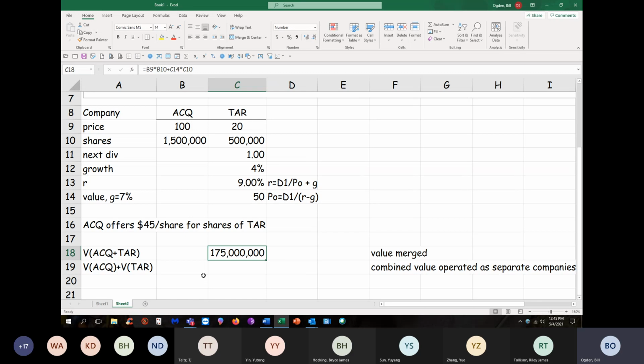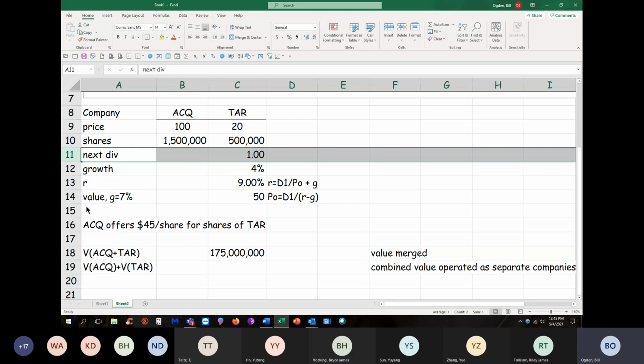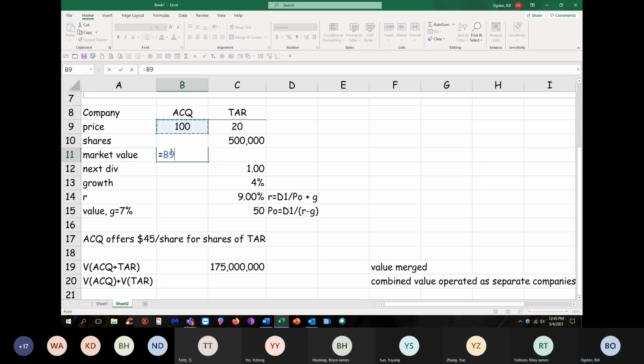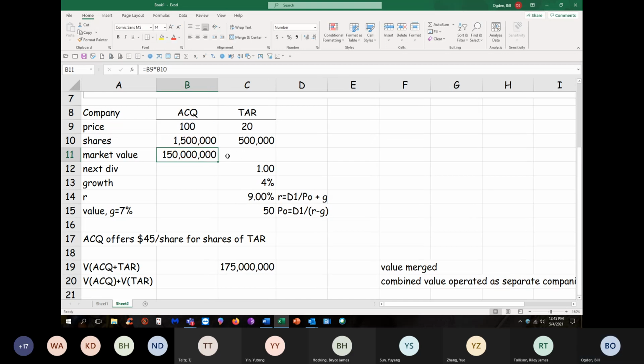So it's nice to have. And then, if you want, you could do this too. I can insert a row here, and let's say market value. So that's the current market value. So this is always number of shares times the price. And we'll do the same thing for this one. All right.